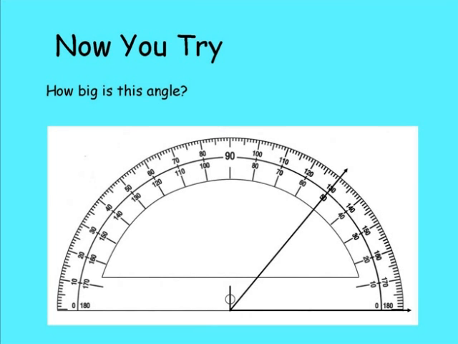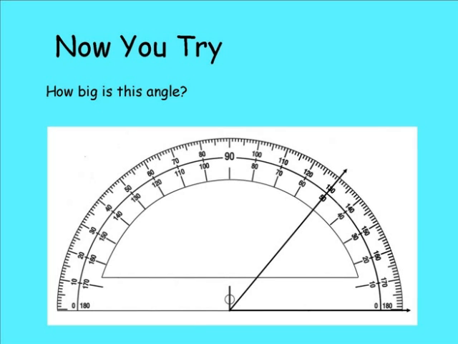If you guessed 50 degrees, you are correct. How do we know that it is 50 degrees and not 130 degrees? Because the angle is an acute angle. Acute angles are less than 90 degrees, so therefore this angle has to measure 50 degrees.